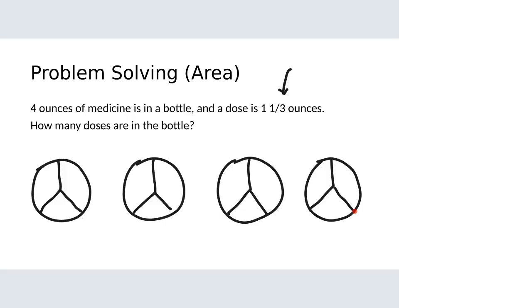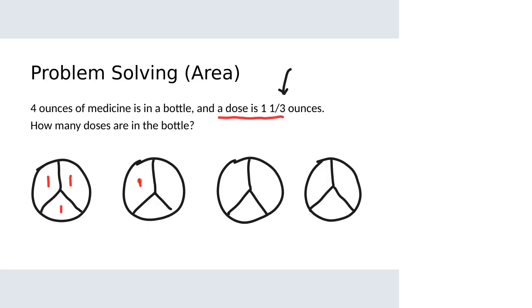So let's see. A dose is 1 1/3 ounces. So I need a whole ounce plus a third more. So that'll be my first dose: a whole ounce plus a third more. Let me know if what I'm doing doesn't make sense or you're not sure of why I'm doing it. There's a couple different ways you could go from here on how you want to count these. I tend to just keep going left to right, but I've seen students do it a different way that I'll show you in just a minute.